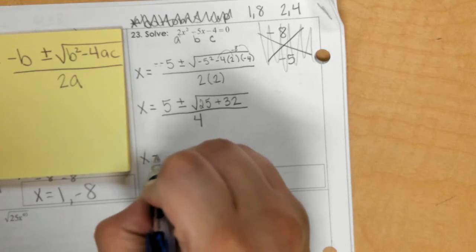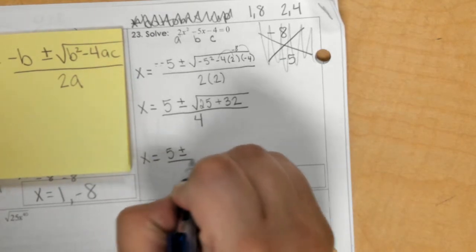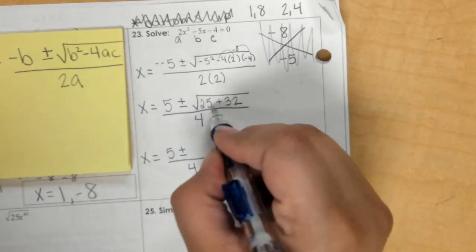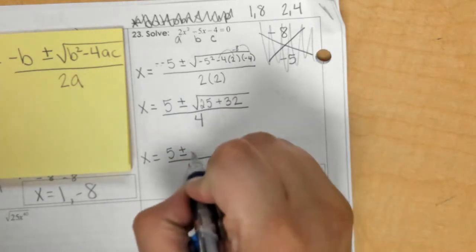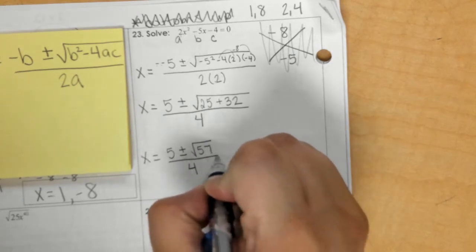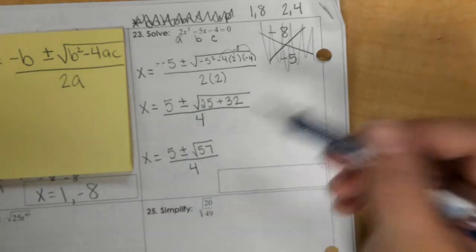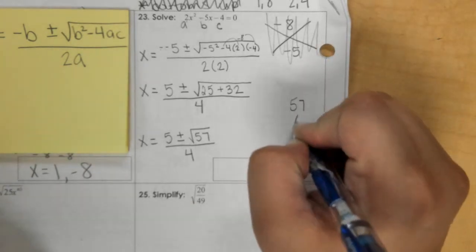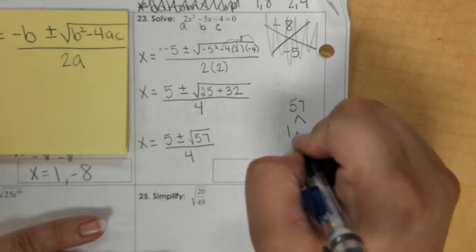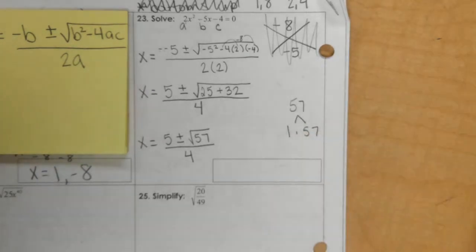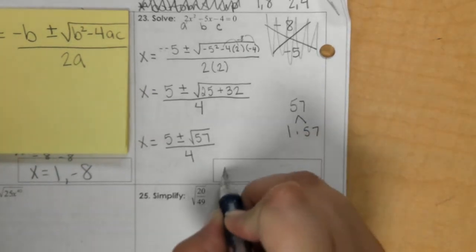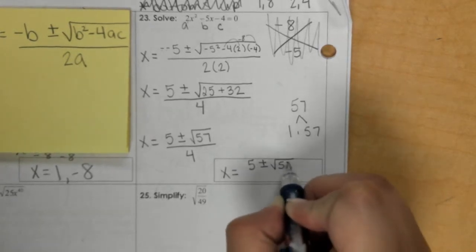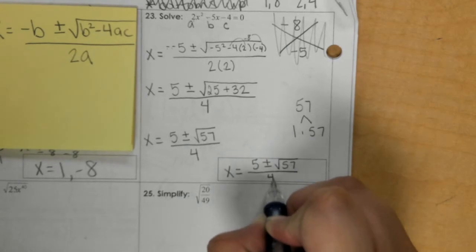So now I need to add. So 25 and 32 add to be 57. And I know 57 is not a perfect square, but if I tried to break down 57, the only thing it would be is 1 and 57. So I don't have any pairs. It really wouldn't work out. So we're just going to leave it 5 plus or minus the square root of 57 over 4.